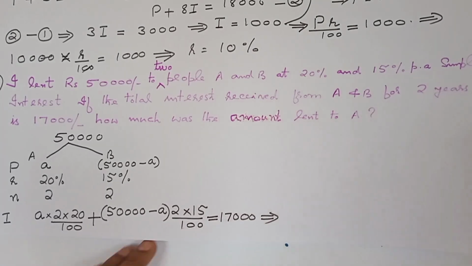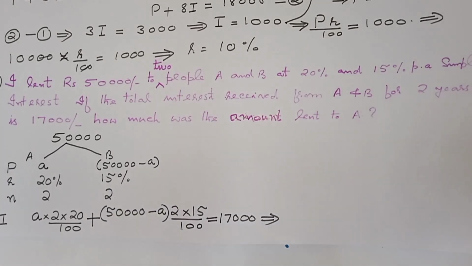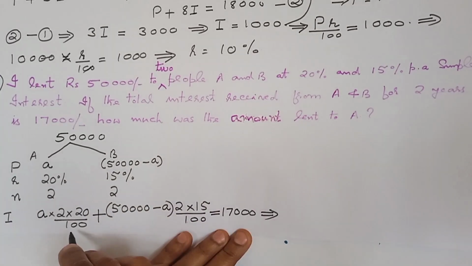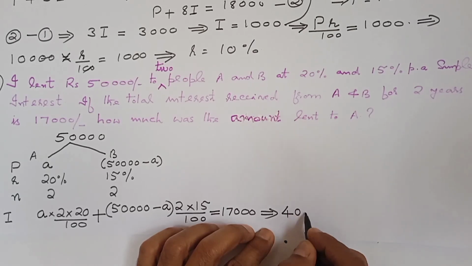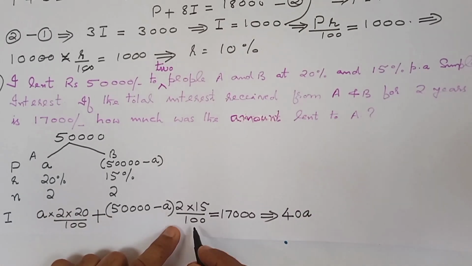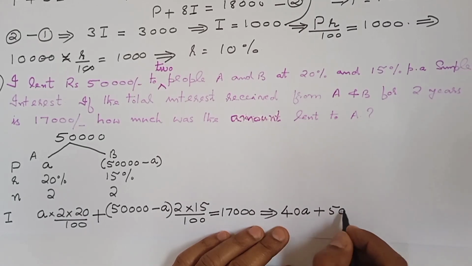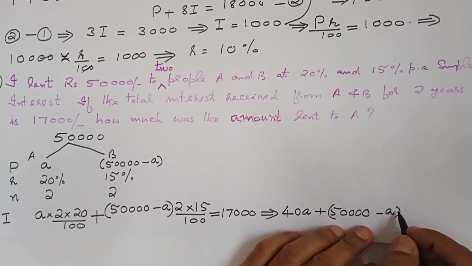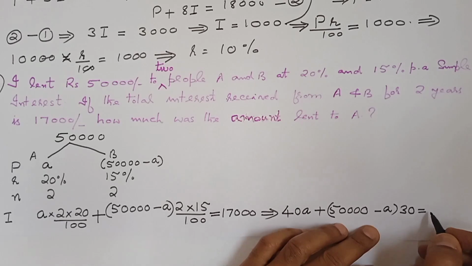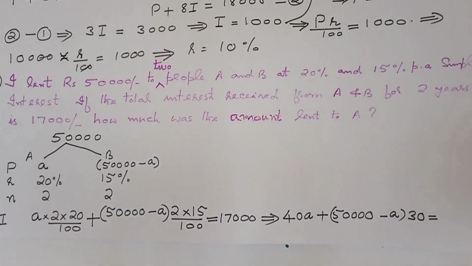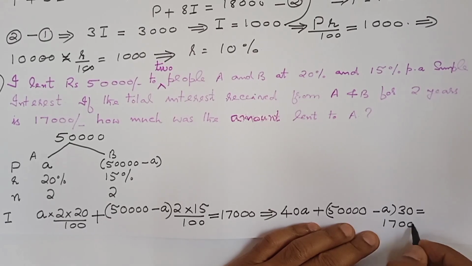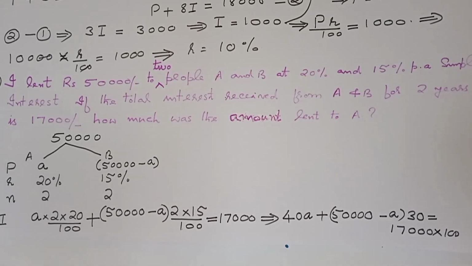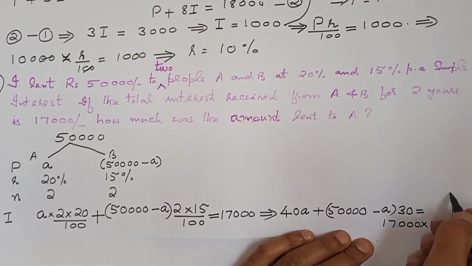17,000. See, there is 100 in the denominator. Let's multiply throughout by 100. You can simplify it the way you want. This is the way I would like to go about. So 100 means you will have 40A here plus 50,000 minus A into 2 into 15, 30, equal to 17,000 into 100. This is what you get on multiplication by 100. Now let's further simplify. Let me use the space here.